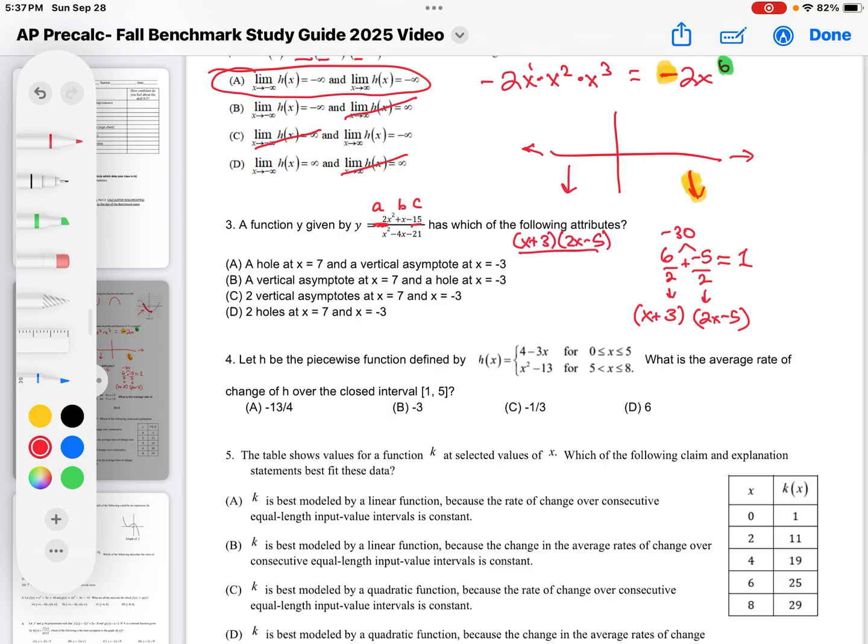In my denominator, I have two numbers that multiply to a times c, which is negative 21, and they have to add to negative 4. So that's going to be 7 and negative 3. This time my a is 1, so I really don't need to divide by 1, but I get x plus 7 and x minus 3.